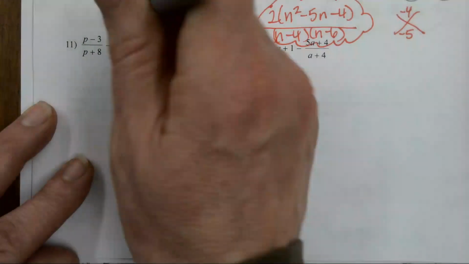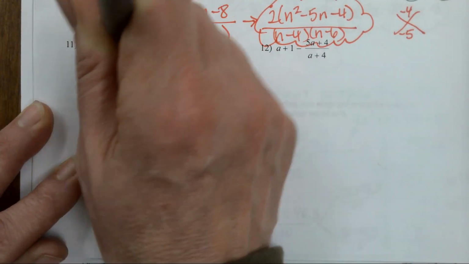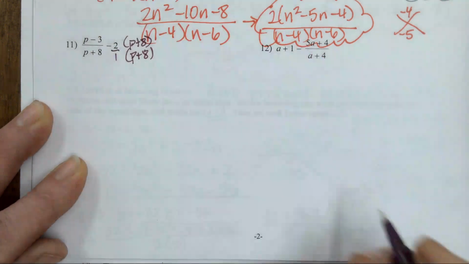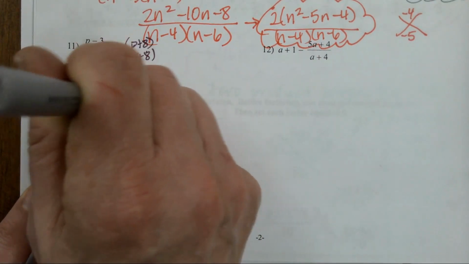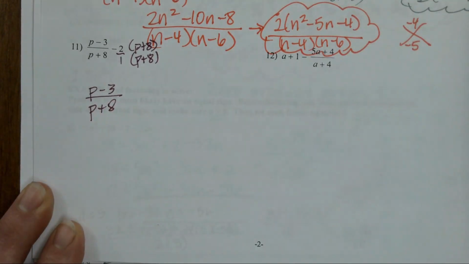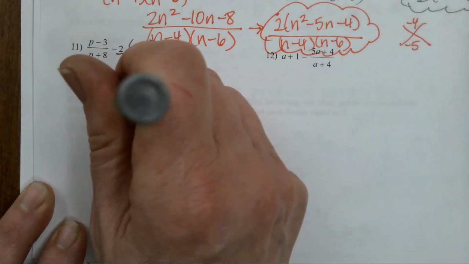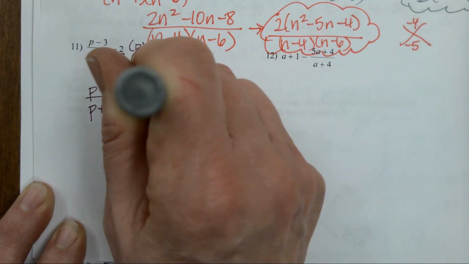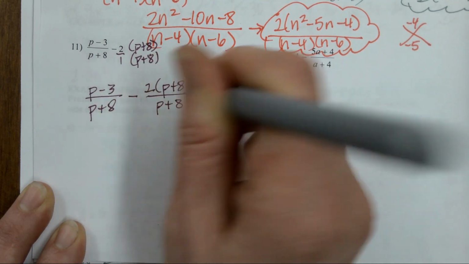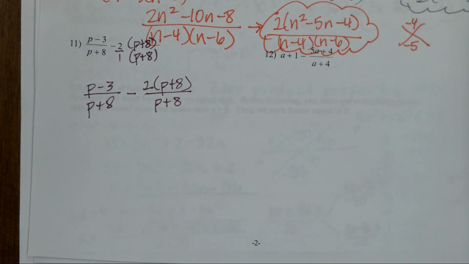So I'll multiply the top and the bottom here by p plus 8. And I have p minus 3 over p plus 8 minus 2 times p plus 8 over p plus 8. Don't cross off the p plus 8. If I cancel this out right here, I'm going to undo the progress I made. I need to clean this up and multiply it through. I want to get it together over the p plus 8.